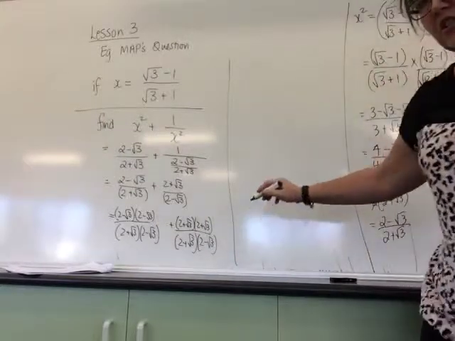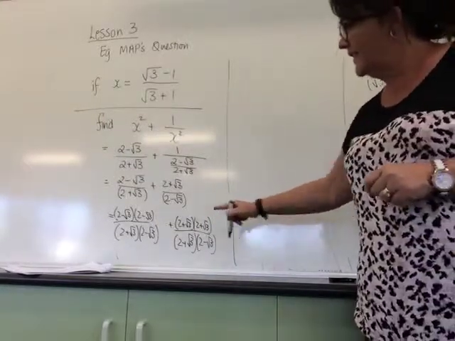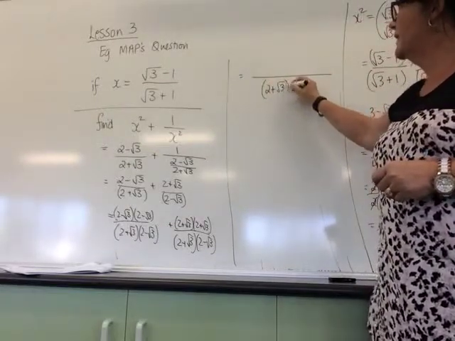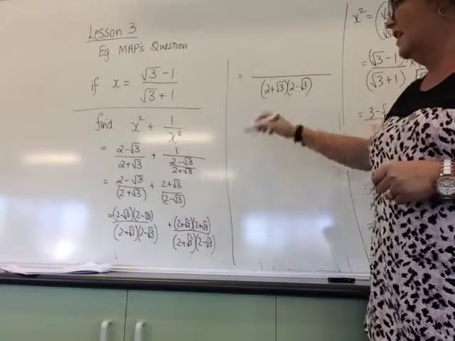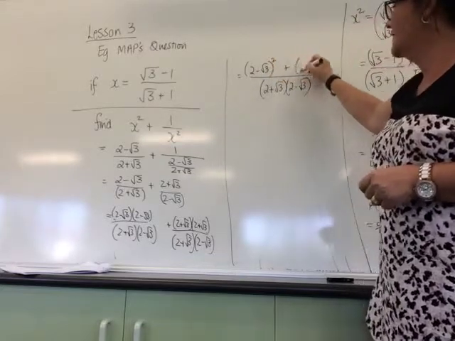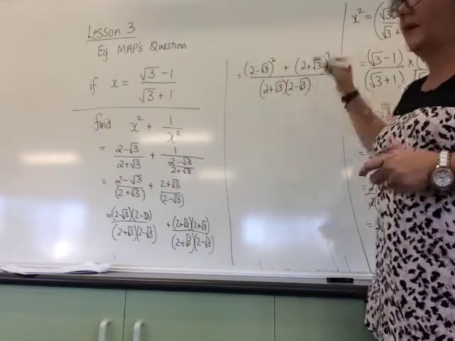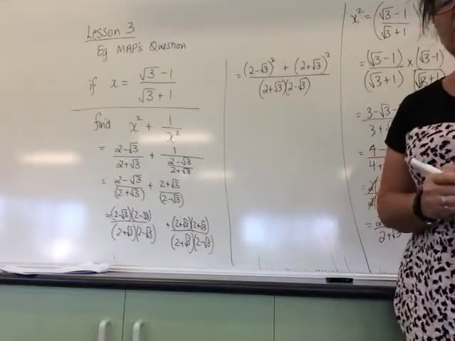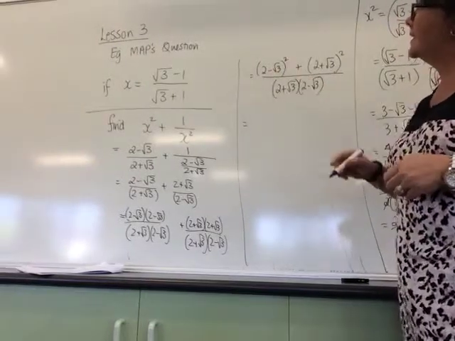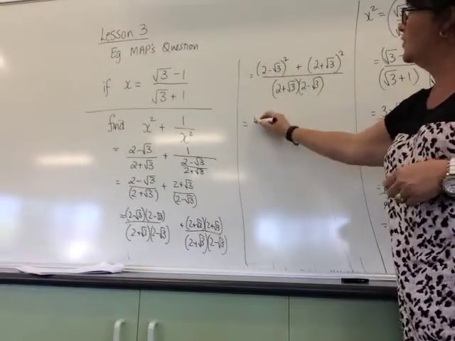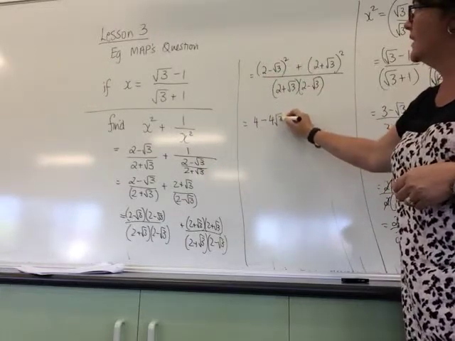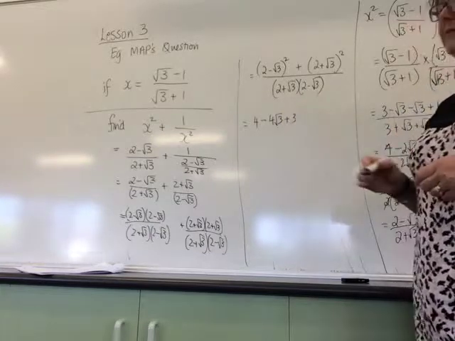What I now need to do is simplify this. This can all go over one set of brackets, 2 plus root 3, 2 minus root 3, and I'm going to then have 2 minus root 3 all squared, plus 2 plus root 3 all squared. So this again is where I need to use my perfect square rule. I'm going to square that, so that's going to be a squared, which is 4, minus 2 times 2 is 4 root 3, 4 root 3, plus 3.